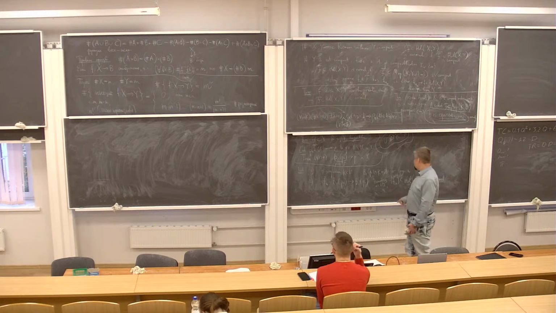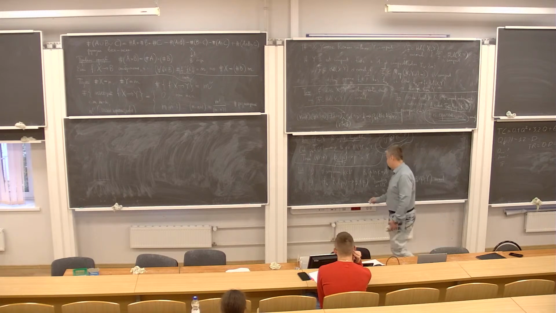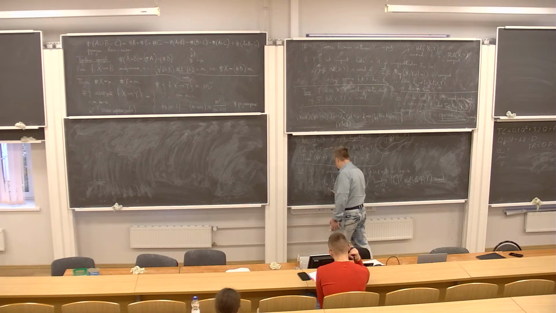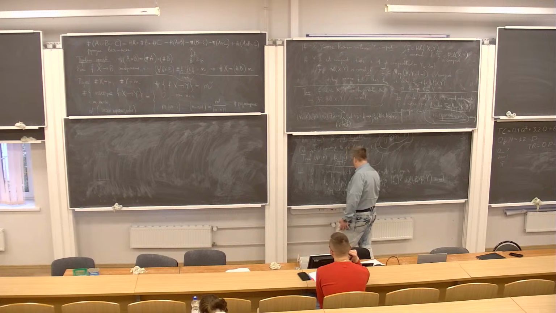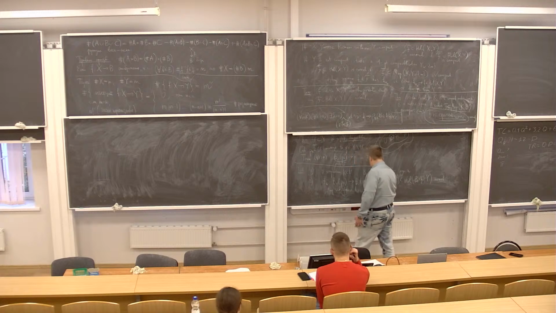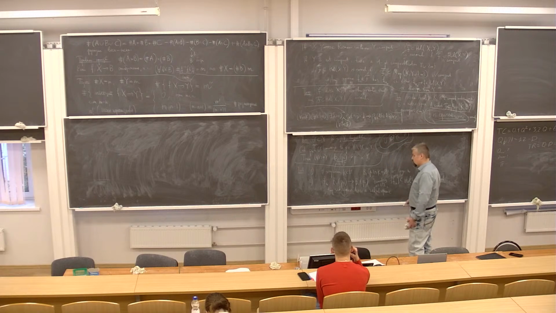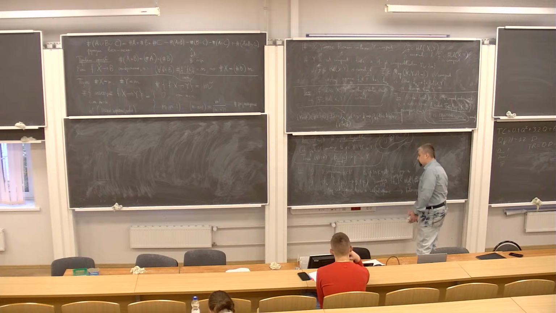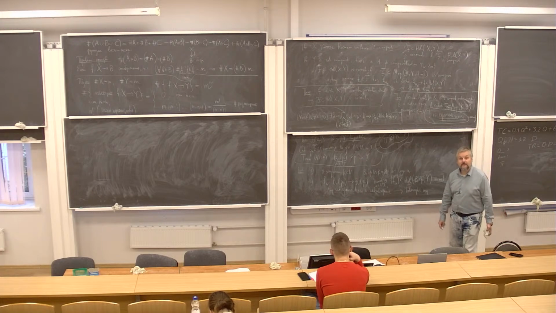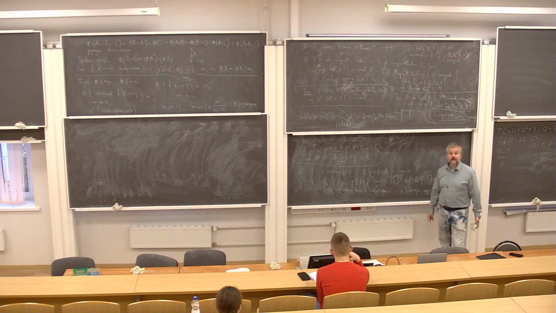So, because of normality, any subsequence has a subsequence that converges to something, that converges to a holomorphic map. Right? To a holomorphic map. Now, what can be the image of this limit holomorphic map?